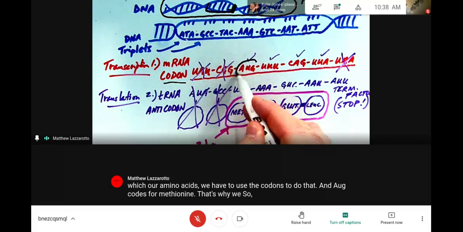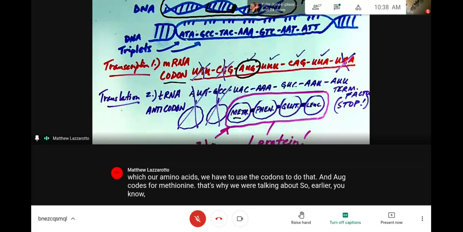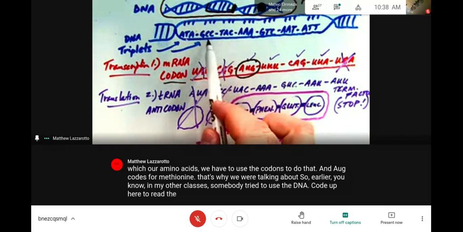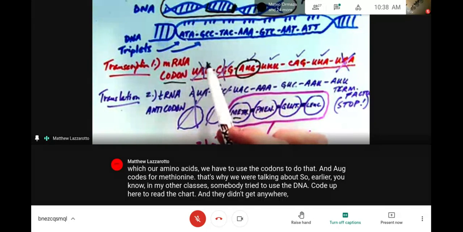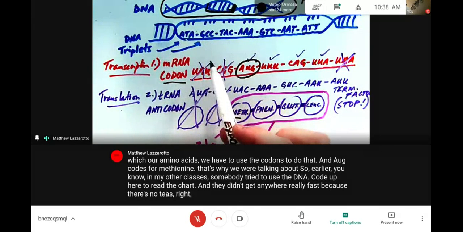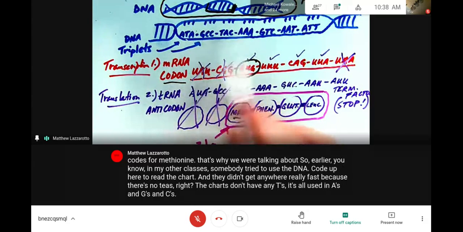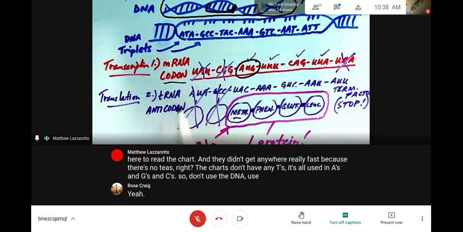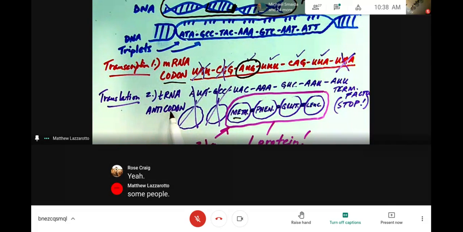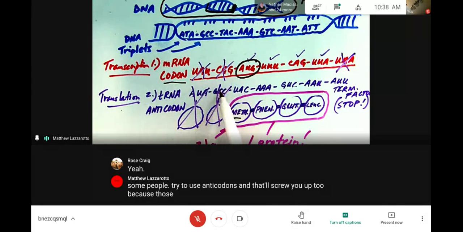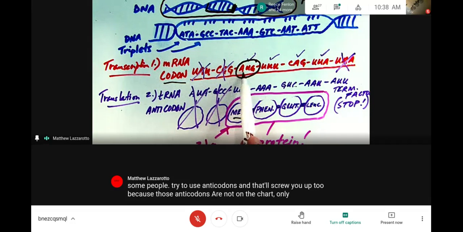And AUG, the code we were talking about earlier. In my other classes, somebody tried to use the DNA code up here to read the chart, and they didn't get anywhere really fast because there's no T's. The charts don't have any T's. It's all U's and A's and G's and C's. So don't use the DNA, use the codon. Some people try to use anticodons, and that'll screw you up too, because those anticodons are not on the chart. Only the codons are on the chart.